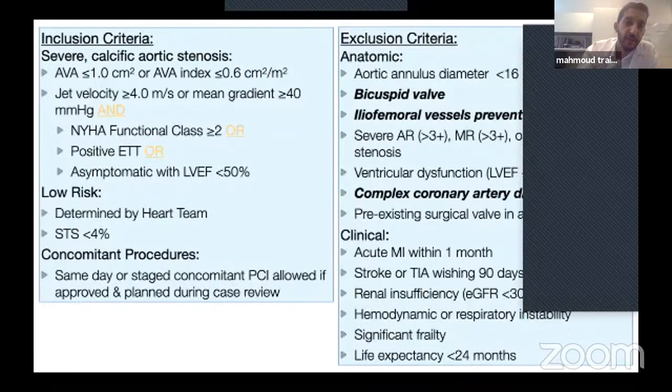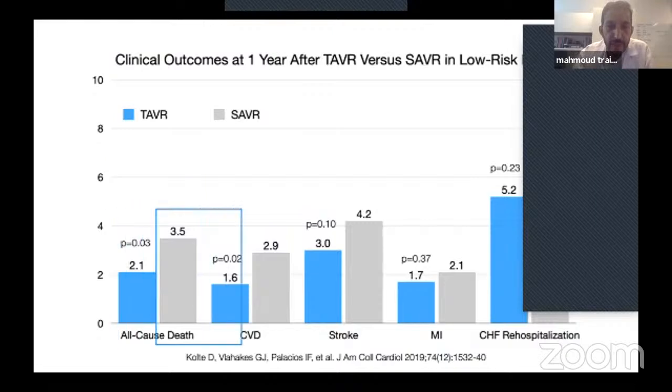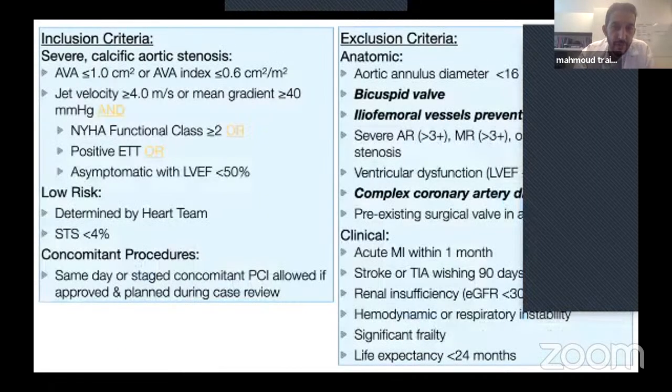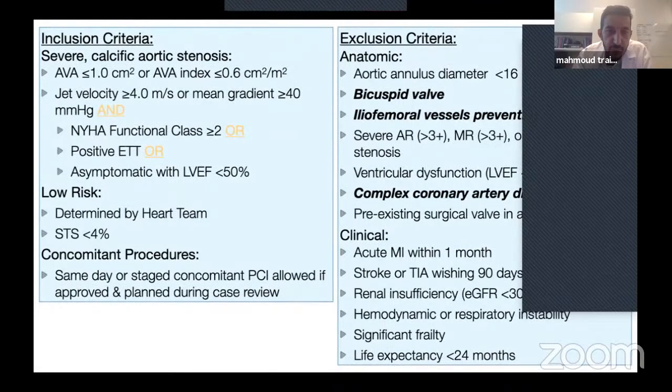Now, it's an important caveat. This does not mean that we send all patients with aortic stenosis for TAVR. And I think this is often missed: what were the exclusion criteria and what was excluded from these trials? Across the board, bicuspid valves were excluded. Significant iliofemoral disease that prevented transfemoral access was excluded. Complex coronary artery disease was excluded. So I think it's very important to understand which patients were included.